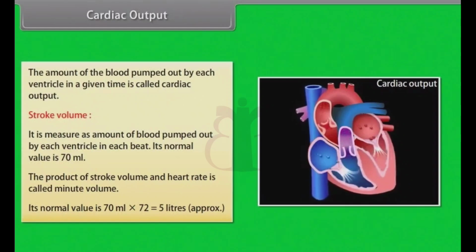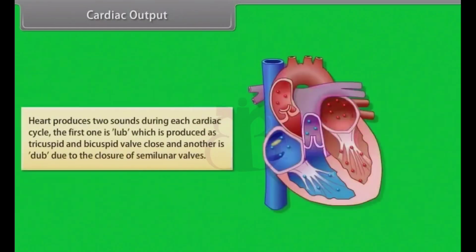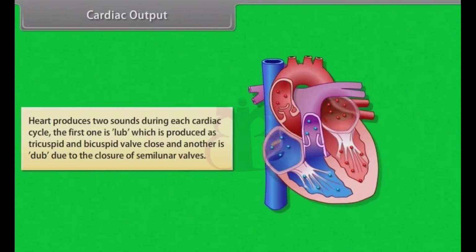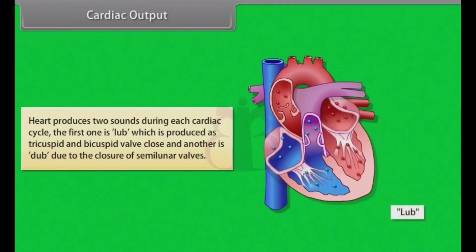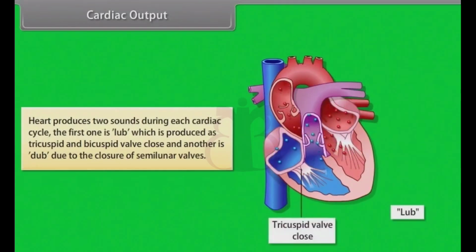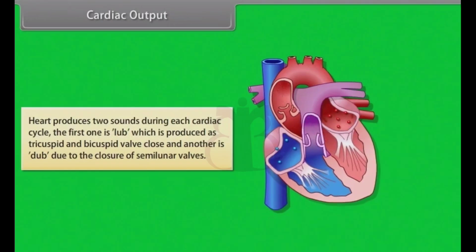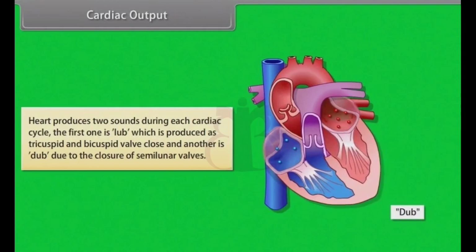The heart produces two sounds during each cardiac cycle. The first one is lub, which is produced as the tricuspid and bicuspid valves close, and another is dub, due to the closure of semilunar valves.